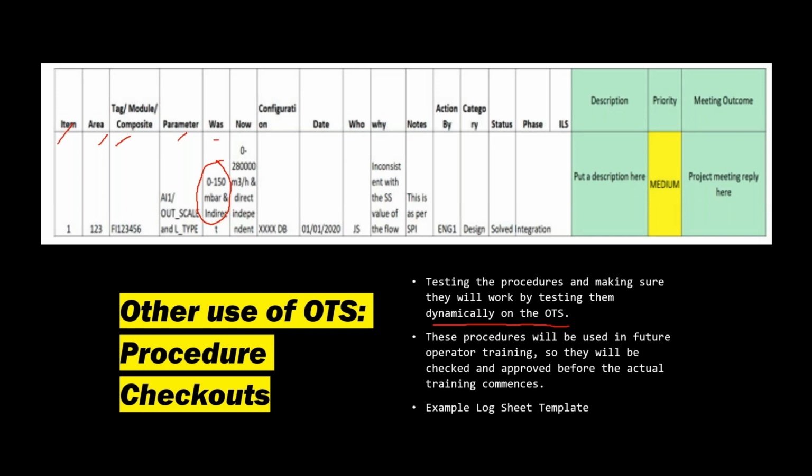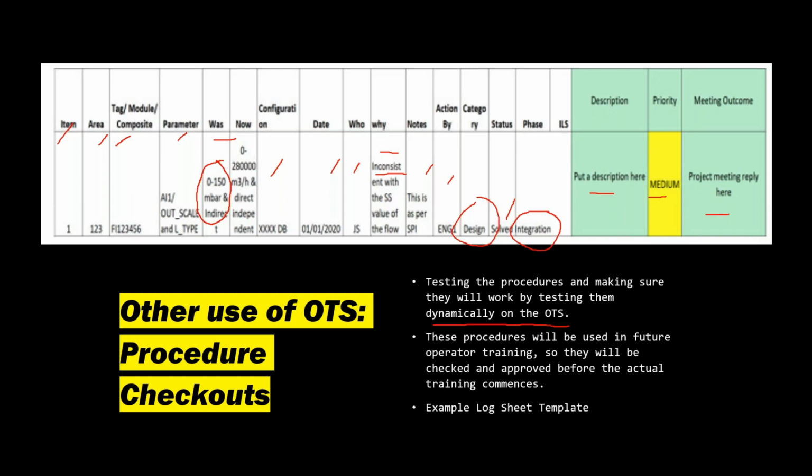So depending on your particular situation, your configuration and your date, putting in your name, and then, are the results consistent? If not, then you need to note why you are doing this, because the value inside your digital twin is inconsistent with the real turbine, for example. And then put some notes here: action by which team, this is the category, design, and what is the status, is it solved? And then put here the phase. Sometimes you have a running phase or an integration phase, depending on your practice. Put some description, and what is the priority and meeting account.